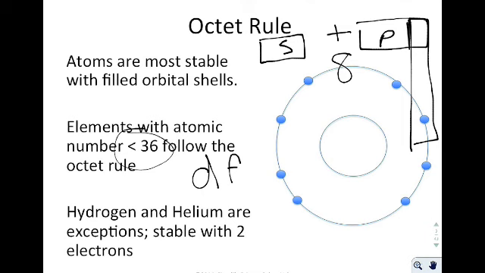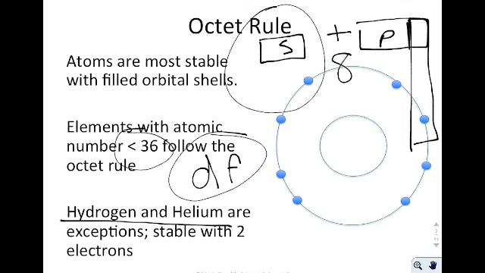Now there are a couple of exceptions to the octet rule, even when we're talking about less than 36. Greater than 36 is because of the d and f orbitals. But there are exceptions less than 36, and that's with hydrogen and helium. Both of those are stable with only an s orbital. So if they're stable with only an s orbital, that means they only need 2 electrons.